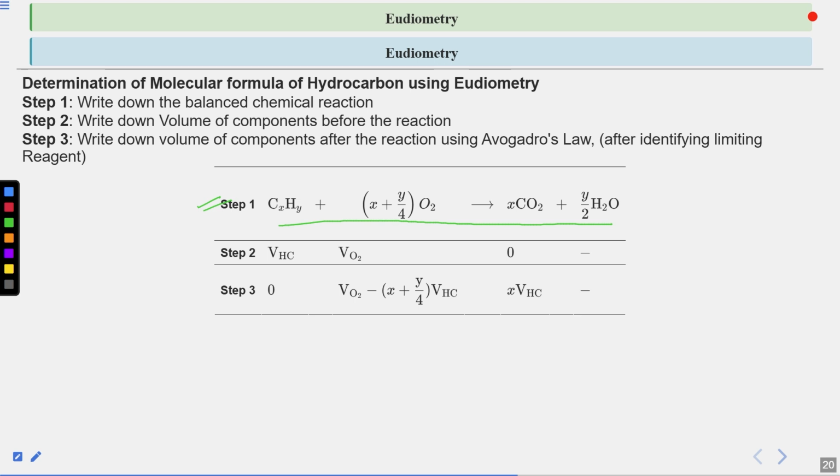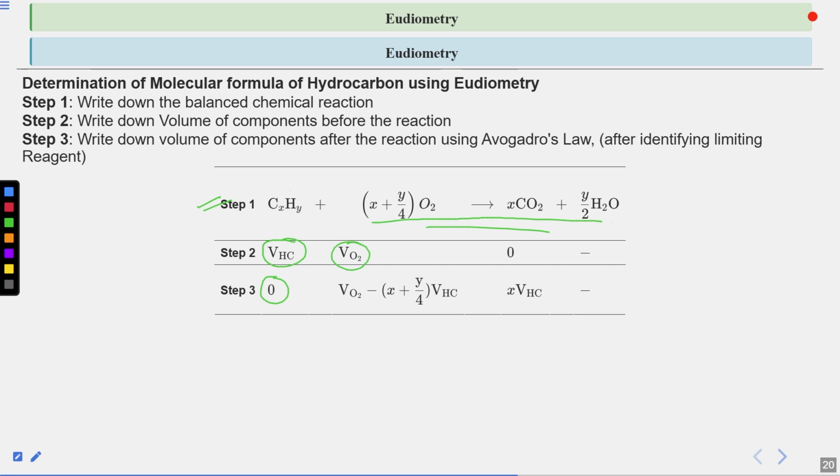Any hydrocarbon you take, alkane, alkene, or alkyne, you will get the same equation for the combustion, which will be according to this. If x is the number of carbons in the hydrocarbon and y is the number of hydrogens, then you will simply get this. At the start of the reaction, you will have only hydrocarbon and oxygen present. After the complete combustion of the hydrocarbon, there will be no hydrocarbon left in the reaction mixture.